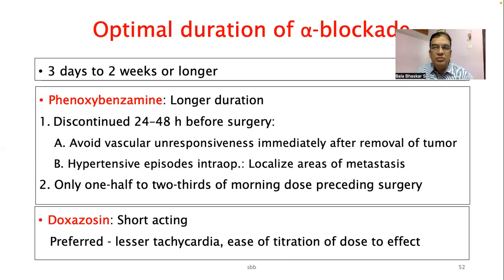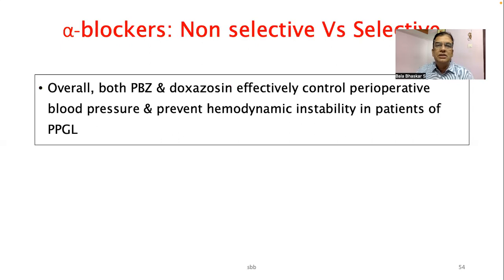And some people also advise giving only one half to two thirds of the morning dose preceding the day of surgery. Doxazosin can be preferred, the short-acting, selective one, because there is lesser tachycardia, and we can titrate the dose to effect intraoperatively and postoperatively also. Which one will be preferred anyway?